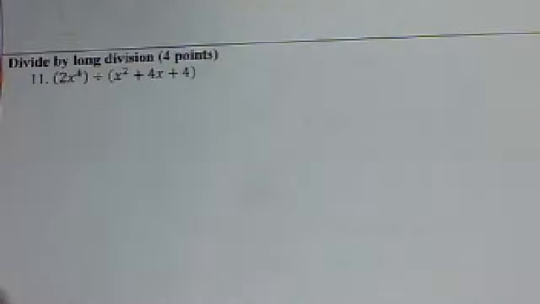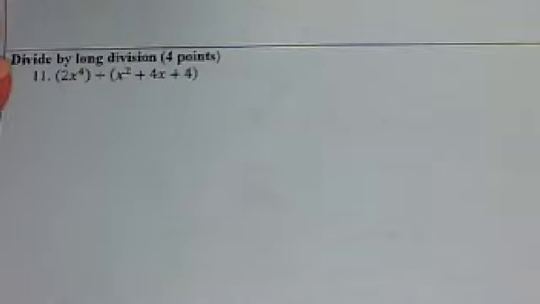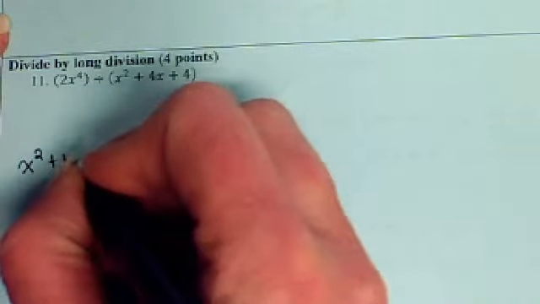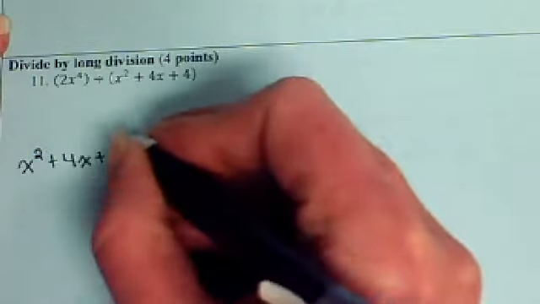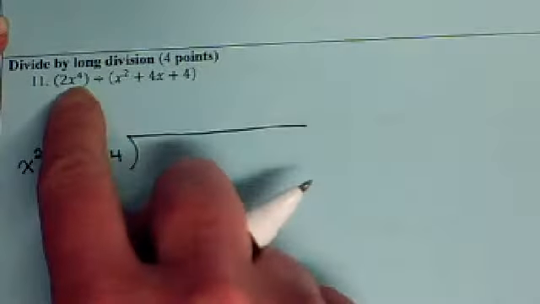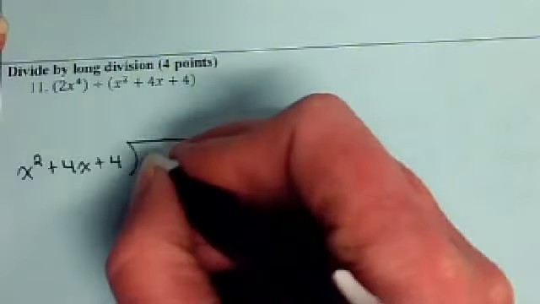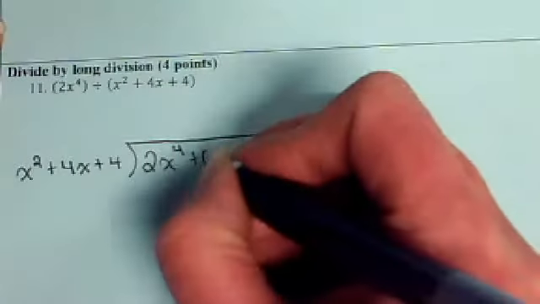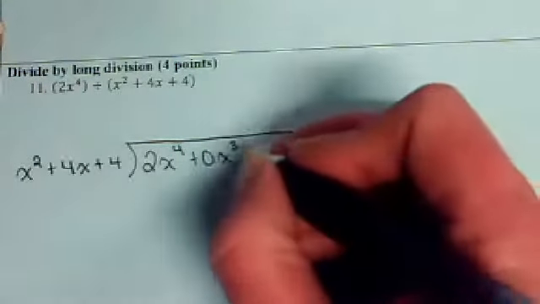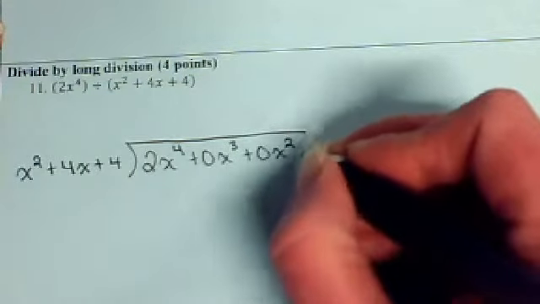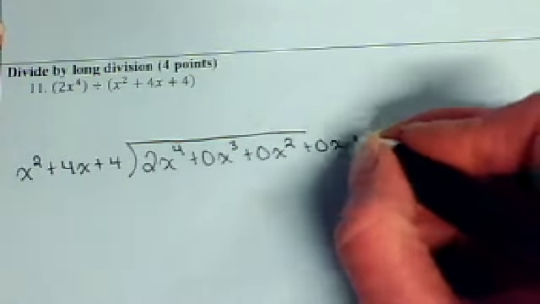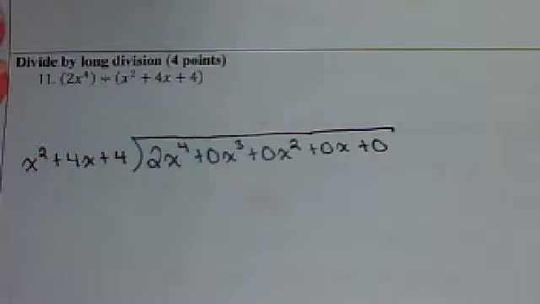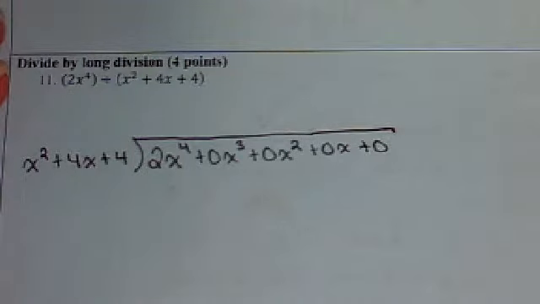One of the highly missed problems, long division. I'm dividing by this, so it goes on the outside. And I'm dividing into this, but notice that we're missing some terms. Normally, if I started off with x to the fourth, the next term would be x cubed. The next term would be x squared. The next term would be an x, and then I would have a constant. If you don't put in those placeholders, that can really mess you up.